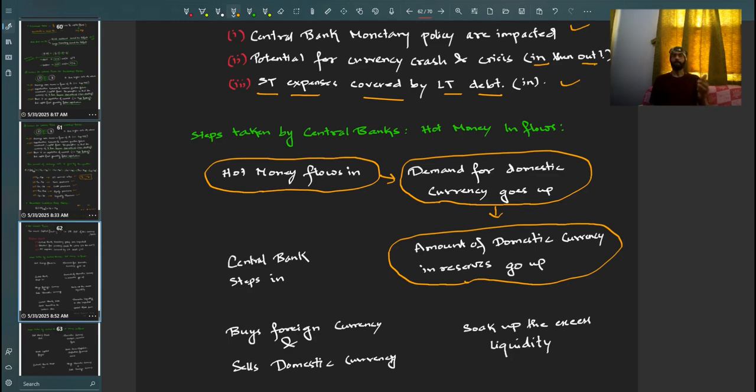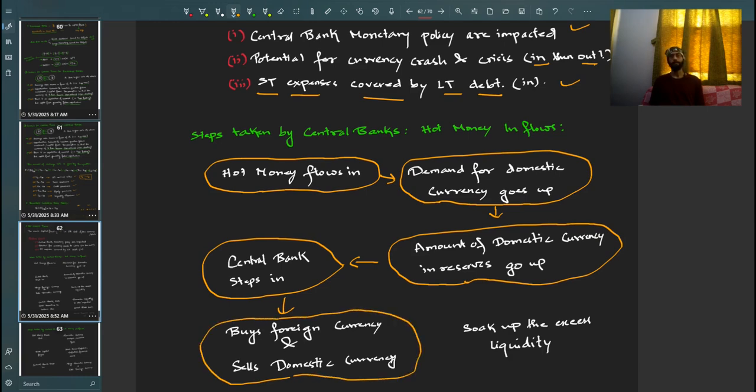Now, here, what happens is the central banks can step in to prevent overshooting. The central banks can step in, and what can they do? They can do three things. First is they can buy out foreign currency, and second thing is they can sell out domestic currency. So they buy foreign currency, which increases a little bit the demand for the foreign currency, as much as required, then sell the domestic currency as much as required. Now these two things actually soak up the excess liquidity for the domestic currency, right?